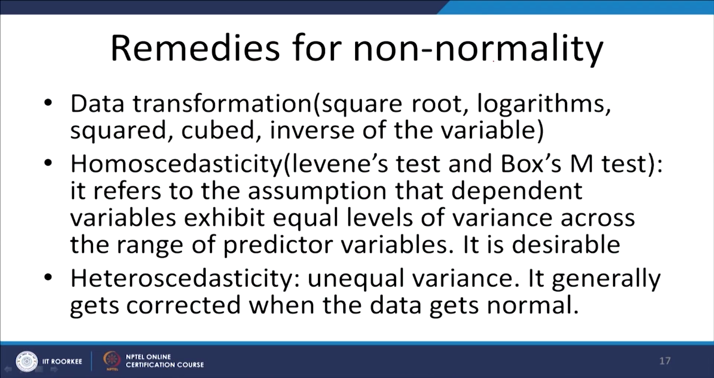So, remedies for non-normality. First you observe whether there is a normality problem or not. Now, what is the remedy? Data transformation is the method that we use for making non-normal data into normal data. The methods are square root, logarithm, squared, cubed, or inverse of the variable. Largely the logarithmic method is followed to transform non-normal data to normal data. Let me show you how this logarithmic method is used.